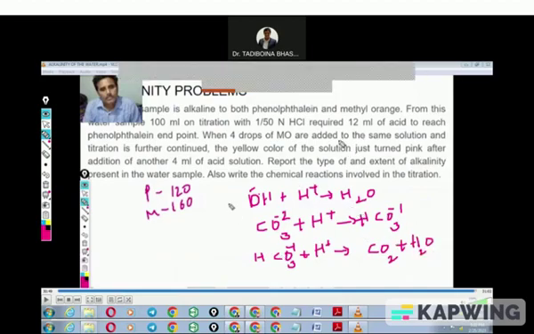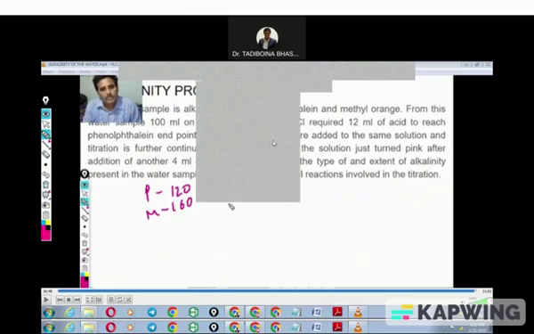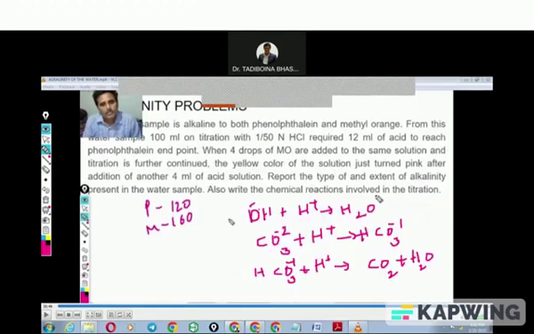So these are the reactions involved in the chemical reaction of this solution. This is about the problem, right?